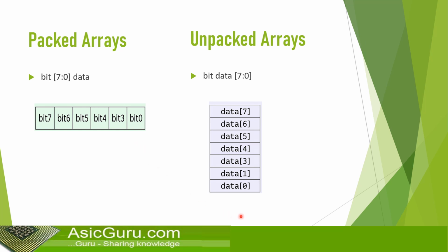On the right hand side, we have an unpacked array. Here each bit is stored as an individual element in memory. So you get data 0, data 1 up to data 7, each in a separate memory location. This is useful when you want to access or manipulate elements individually or independently. This is a very important concept and has a big impact on how the simulator handles your data.